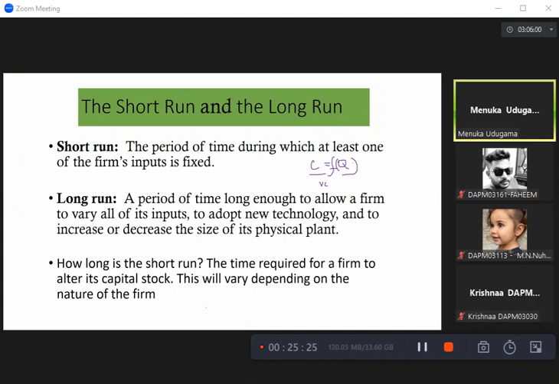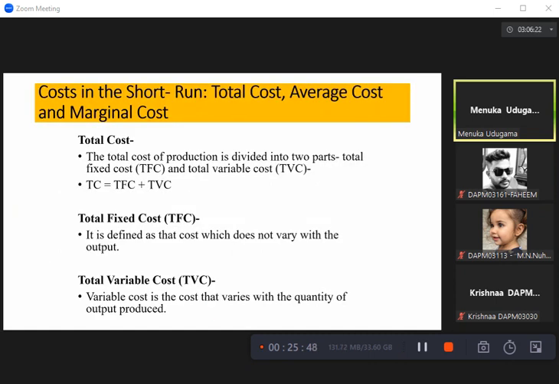So in the short run, there are variable inputs and fixed inputs. Therefore, we see both types of costs in the short run, but in the long run, we say all inputs become variable. Therefore, in the long run, you will only find variable inputs, right? So total cost is a function of the total fixed cost and the total variable cost.